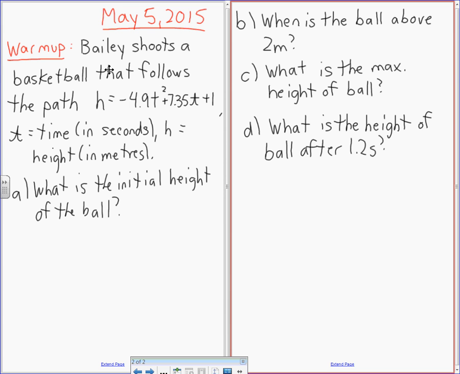When would you use the quadratic formula? What would be some of the key words for that? The ground would be a good one. Okay, right. When does the ball hit the ground? Good.